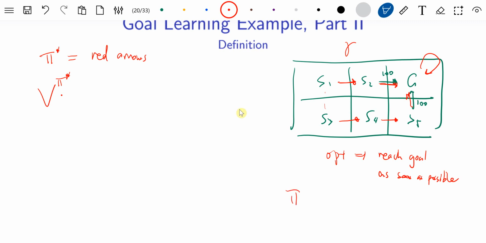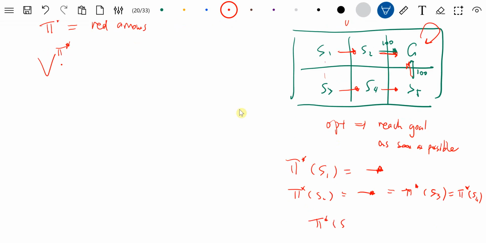So again, if you want to write it down, pi star of S1 would be equal to go right, and pi star of S2 would also be equal to go right, and also I think pi star for S3 and pi star for S4. So only pi star of S5 is equal to go up, and pi star of the goal state is just go around. So that's how you write the complete optimal policy function.